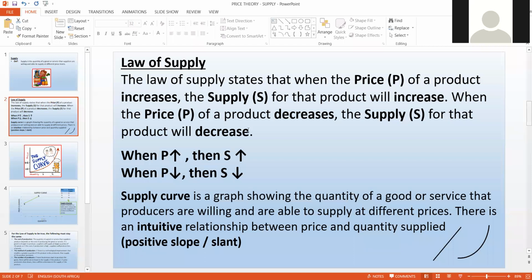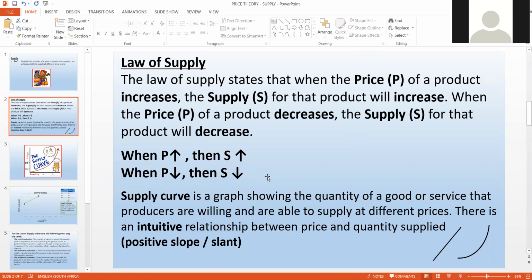Right, when the price of a product decreases, the supply for that product will also decrease. So if I now all of a sudden only get 8 Rand per item, then I might not be willing to supply that many items to the market because it's not worth my while. I'm going to lose out in this whole process. So this is very important, and if you think back to last week, you can see how it compares with demand. With supply, when the price goes up, the supply will also go up. When the price of an item goes down in the market, then usually supply will also decrease.